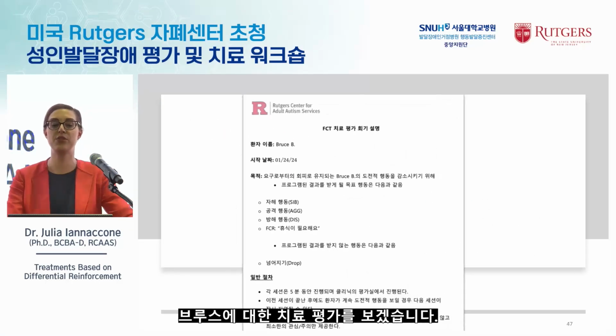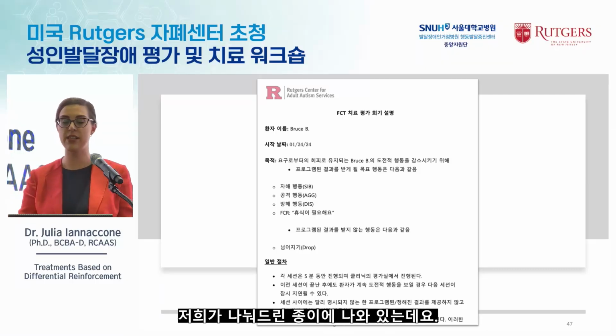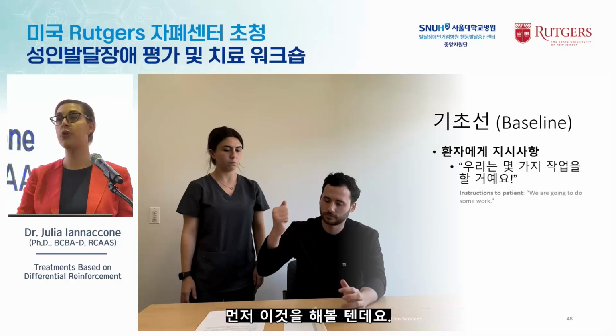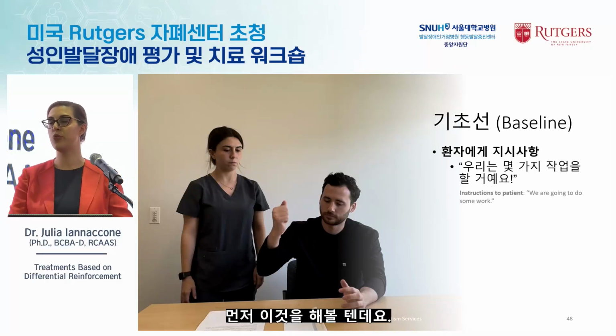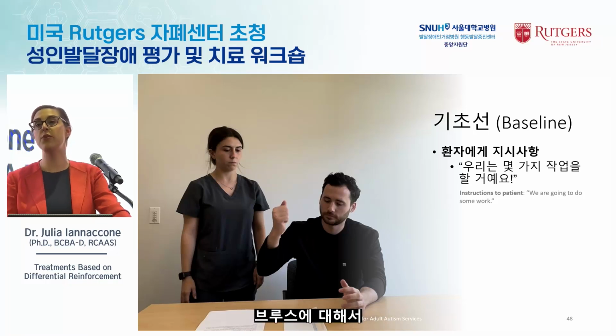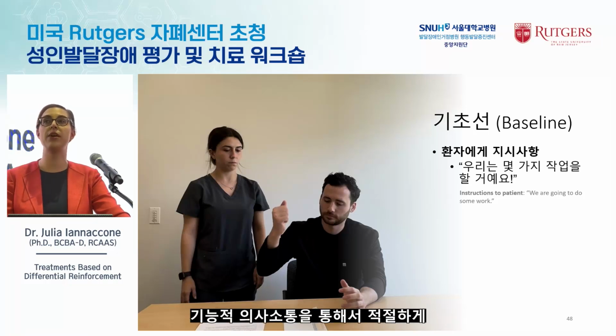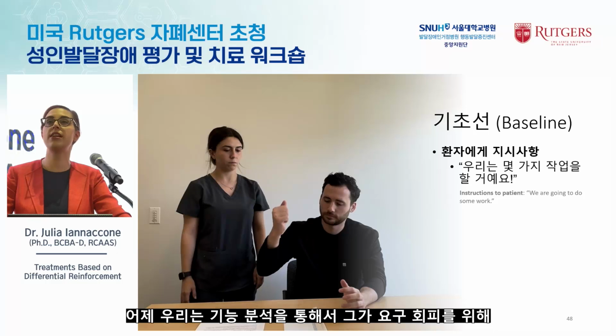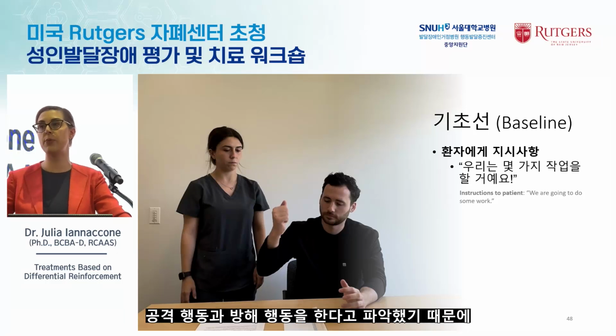So the treatment evaluation for Bruce, this is one of the handouts that you guys have, FCT treatment evaluation. And so we'll go through that one now and then maybe do some role play practice. So for Bruce, we're doing functional communication to teach him how to appropriately get out of doing work. Because we did our functional analysis yesterday. He engages in aggression and disruption to escape demands. And so now we're going to treat it.